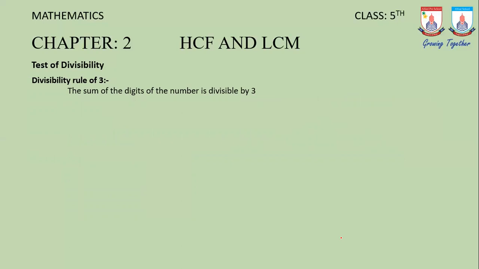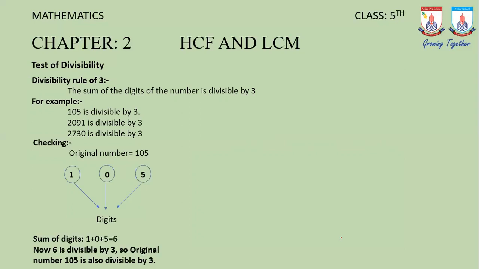The divisibility test of 3 says that if the sum of the digits of a number is divisible by 3, then the original number is also divisible by 3.